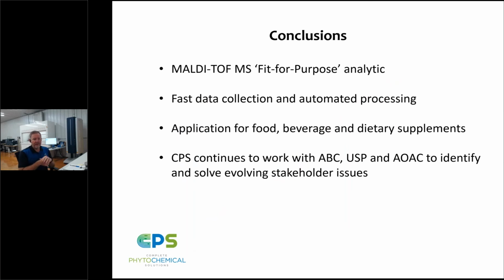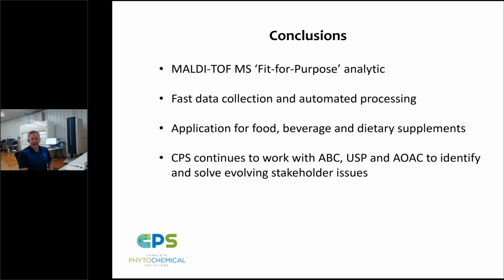So as we conclude our presentation today, and before we open up to questions from the audience, we just want to summarize where we've been, and that is that we listened to stakeholder issues and concerns about the adulteration of botanical products. We developed a fit-for-purpose analytic tool and method utilizing MALDI-TOF mass spectrometry as a high-resolution, accurate mass instrument to address issues of adulteration. The MALDI provides fast data collection and automated processing. And this application, while today's demonstration was on cranberry, has a wide range of applications ranging across foods and beverages, dietary supplements. It includes milk and dairy.